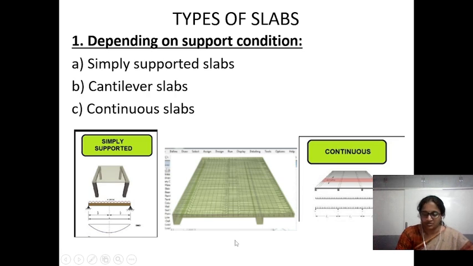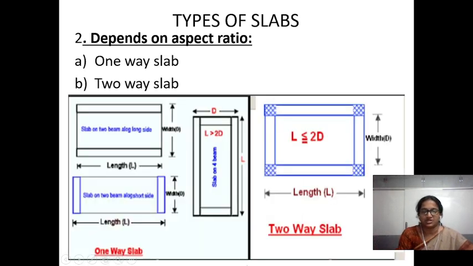Now coming to another type of slab, which depends upon the aspect ratio, that is the L by D ratio. In that there are two types of slabs: one-way slab and two-way slab. If L is greater than 2 into D, it is called a one-way slab. If L is less than or equal to 2 into D, it is called a two-way slab.